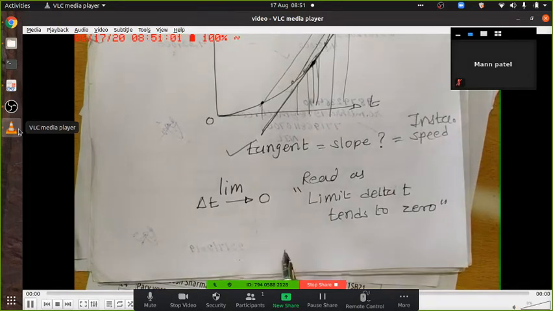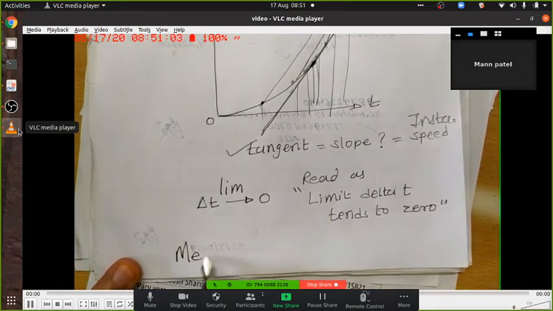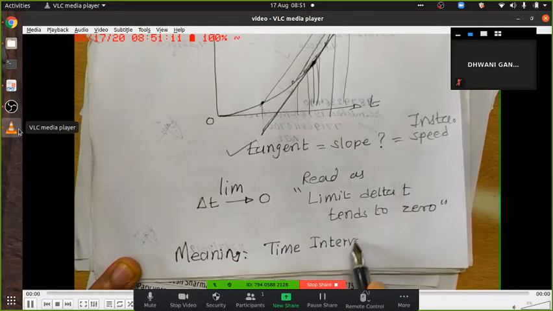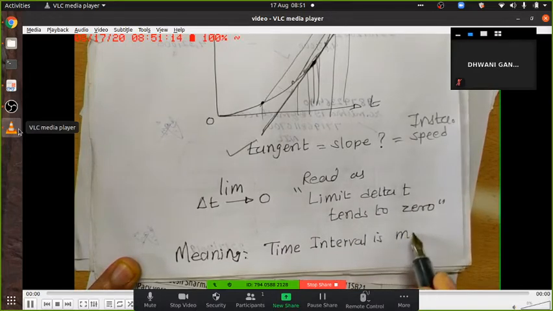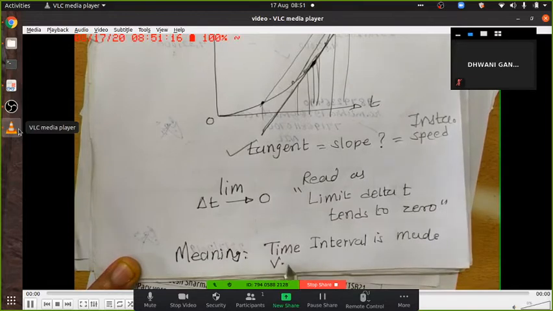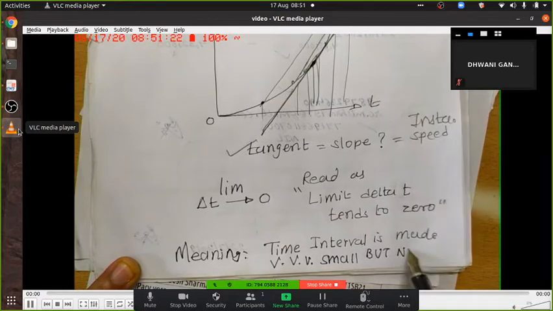No, उसका मीनिंग क्या हुआ? We make delta t smaller, not exactly 0, but yes, smaller. Time interval is made very, very, very small, but not 0.